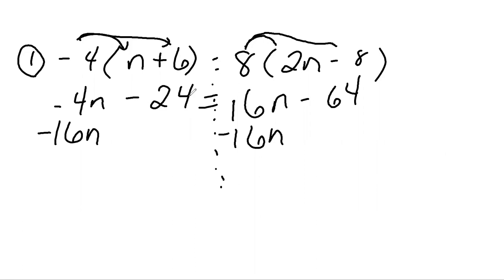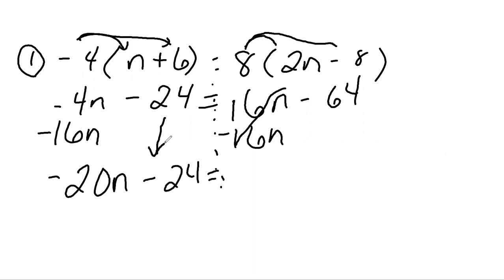Now, back over here on the right, we did that by doing the opposite because they make 0 and they cross out. Over here on the left, I have -4 minus 16. So I have -20n. Then, look, I bring this -24 straight down. So it's -24 equals, and now what's left over here is the -64.